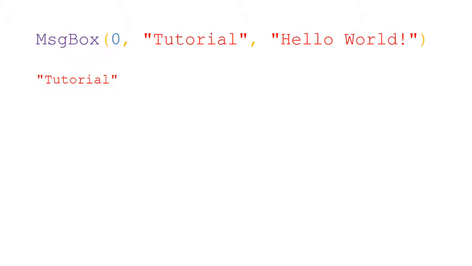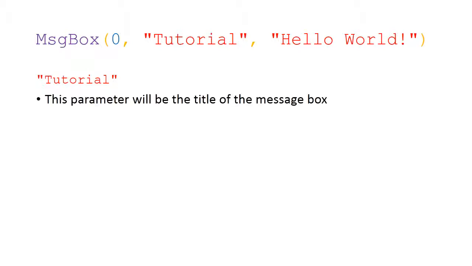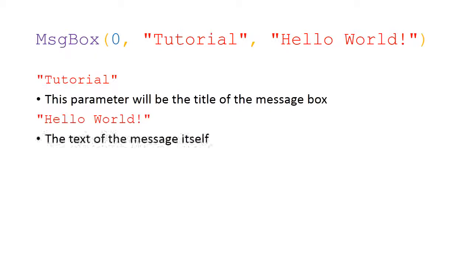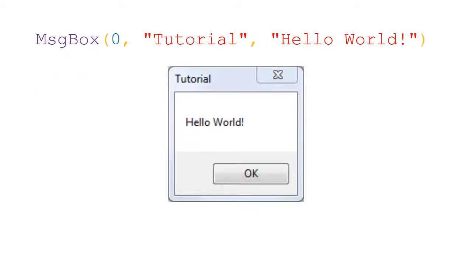Tutorial, the second parameter, will be the title of the message box itself, while Hello World will be the text of the message itself. When running this script, you'll see something similar to this. It may vary based on the version of Windows you're running.